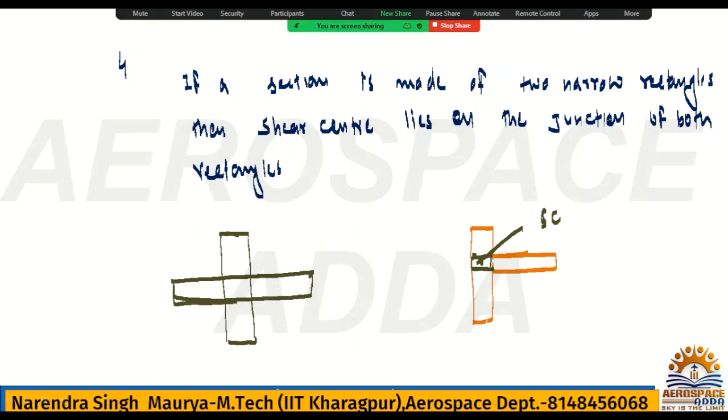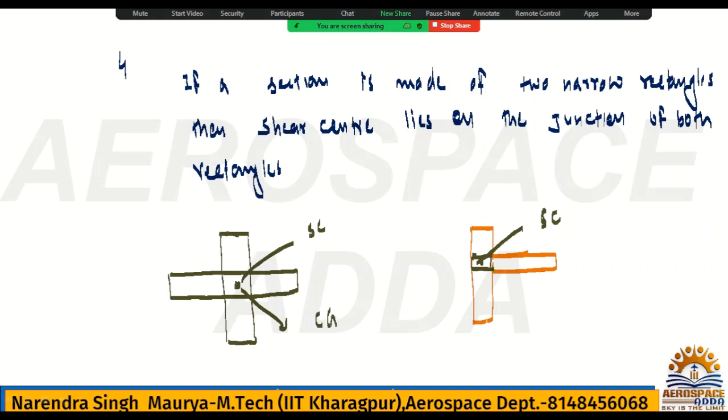Okay, so you can say this is also doubly symmetric. The meeting point for this will be the shear center, and because it's doubly symmetric, CG will also lie here. Shear center and CG both will lie here because it's doubly symmetric.